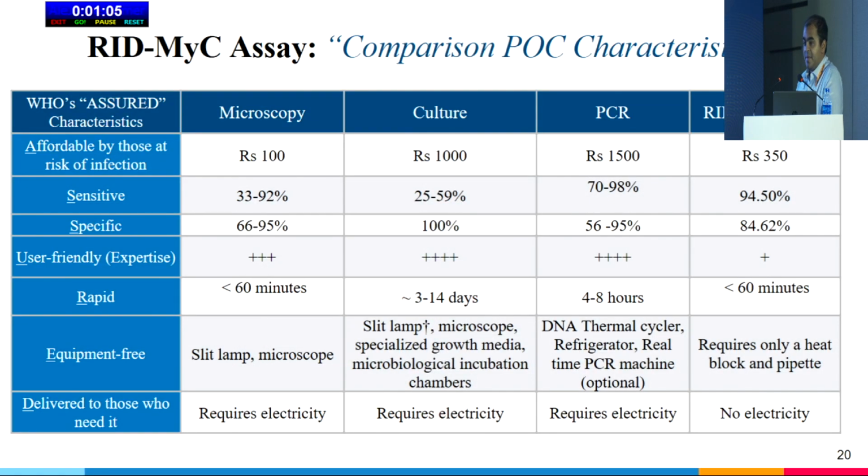Now again coming back to the ASSURED criteria, we compared how it aligns with WHO's criteria for a point of care test. RID-MYC is the only assay which can be performed without electricity. It takes less than 60 minutes, only 45 minutes the mean time, and the sensitivity and specificity is comparable to PCR. At this point, it costs 350 rupees per sample, but there's no batch effect like a PCR. Each sample is going to cost the same, which will come down with mass production.